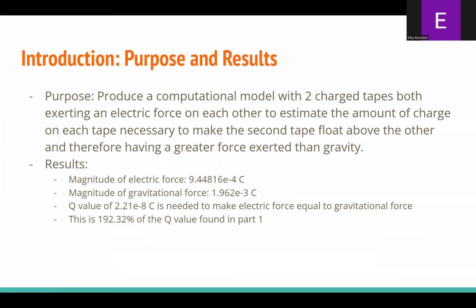And then the main results are given right here. These two were the output of the computational model. And then these were results of other comparisons to lab 1, where this was a percentage calculated based on the old Q. And this is the Q value that is needed to actually make the tape float, which you can see is very different from the Q value here.